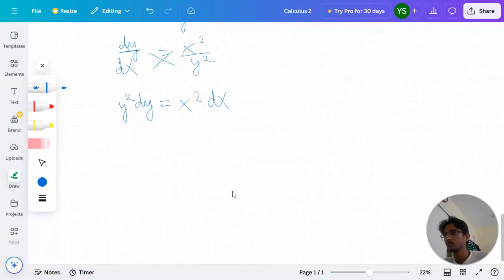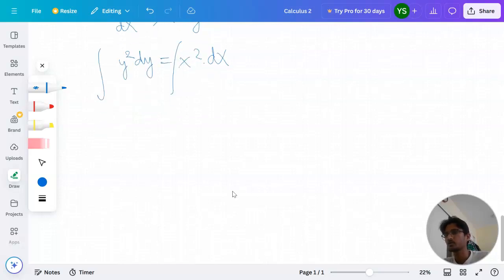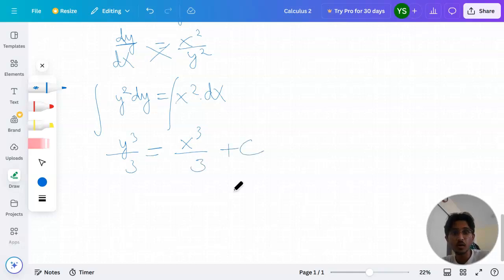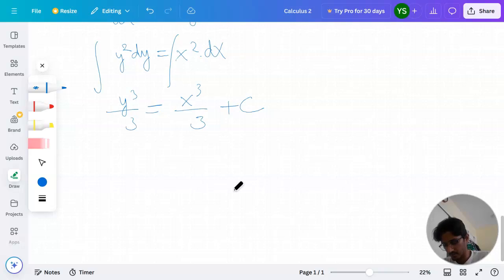Okay, so now next step, we could do our integral. Doing the integral of this, we're going to get y cubed over 3 equals x cubed over 3 plus c. Remember, the plus c is going to go on the right side. Before we take the cube root, let's multiply 3 on both sides so that we can get the 3 out from this y. And it's going to be x cubed plus c.